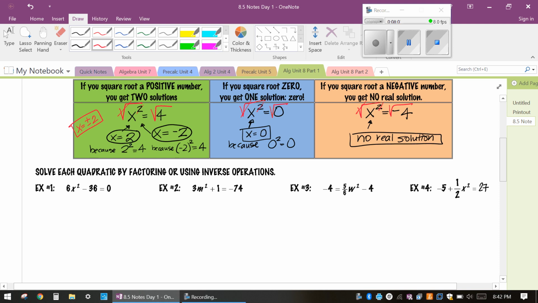Okay, our directions say solve each quadratic by factoring or using inverse operation. You have to choose the correct method. I'm not going to tell you which one to use for which problem. You have to figure out which method is better, factoring or inverse operations, aka, remember, inverse operations is SADMEP, the backwards order of operations.